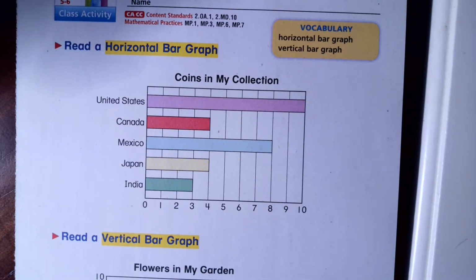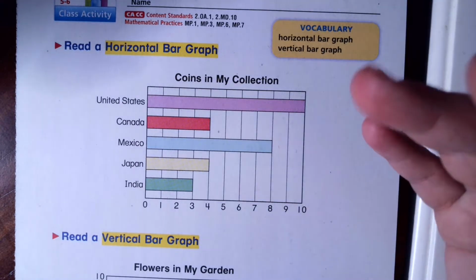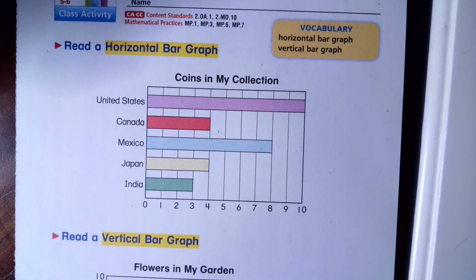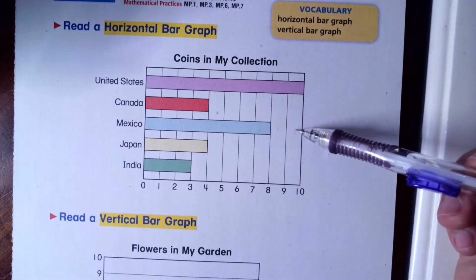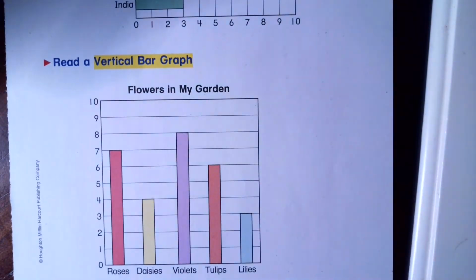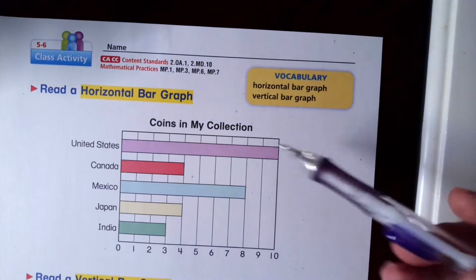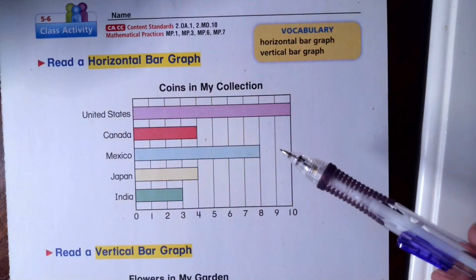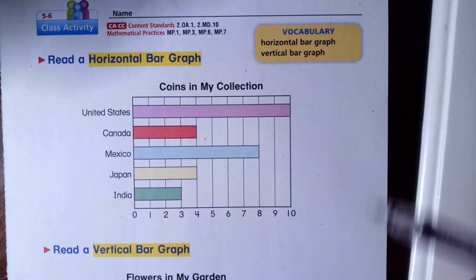For our lesson today, on page 241, it just wants us to get familiar with bar graphs. So we have two different types of bar graphs on this page. We have a horizontal bar graph, which is what we drew yesterday, and then we have a vertical bar graph, which is right down here. What we're going to do is have a little conversation about this horizontal bar graph.